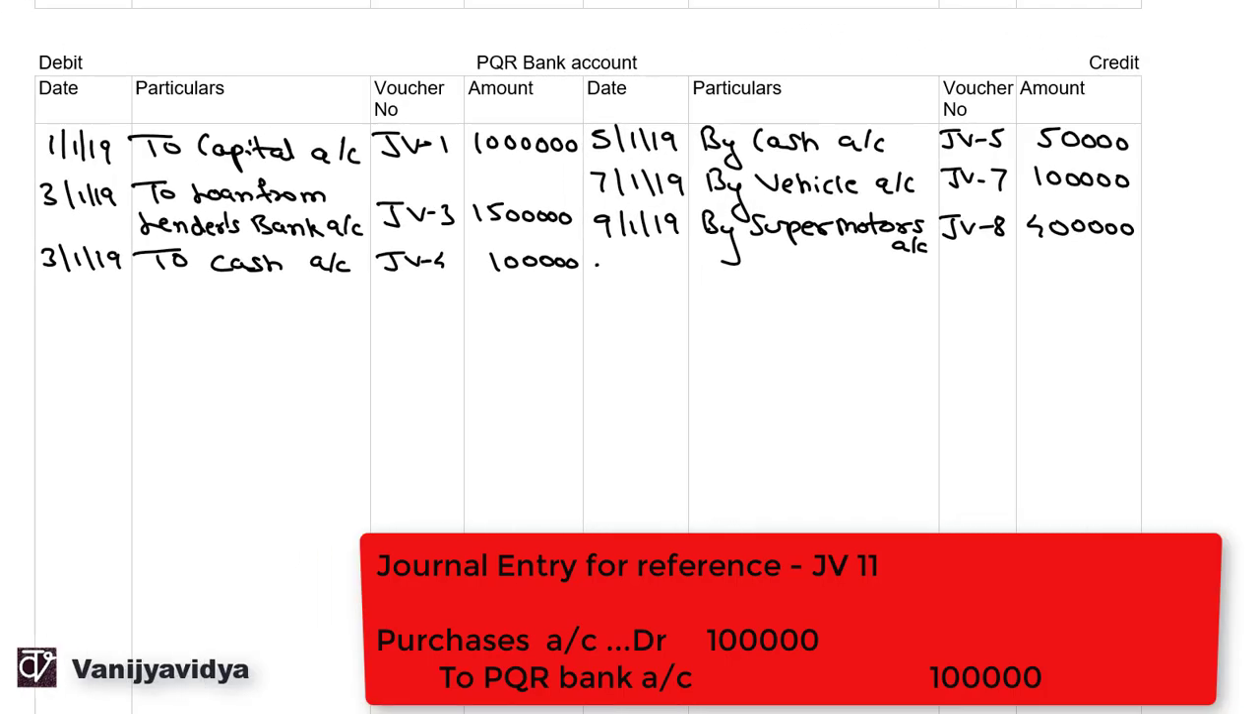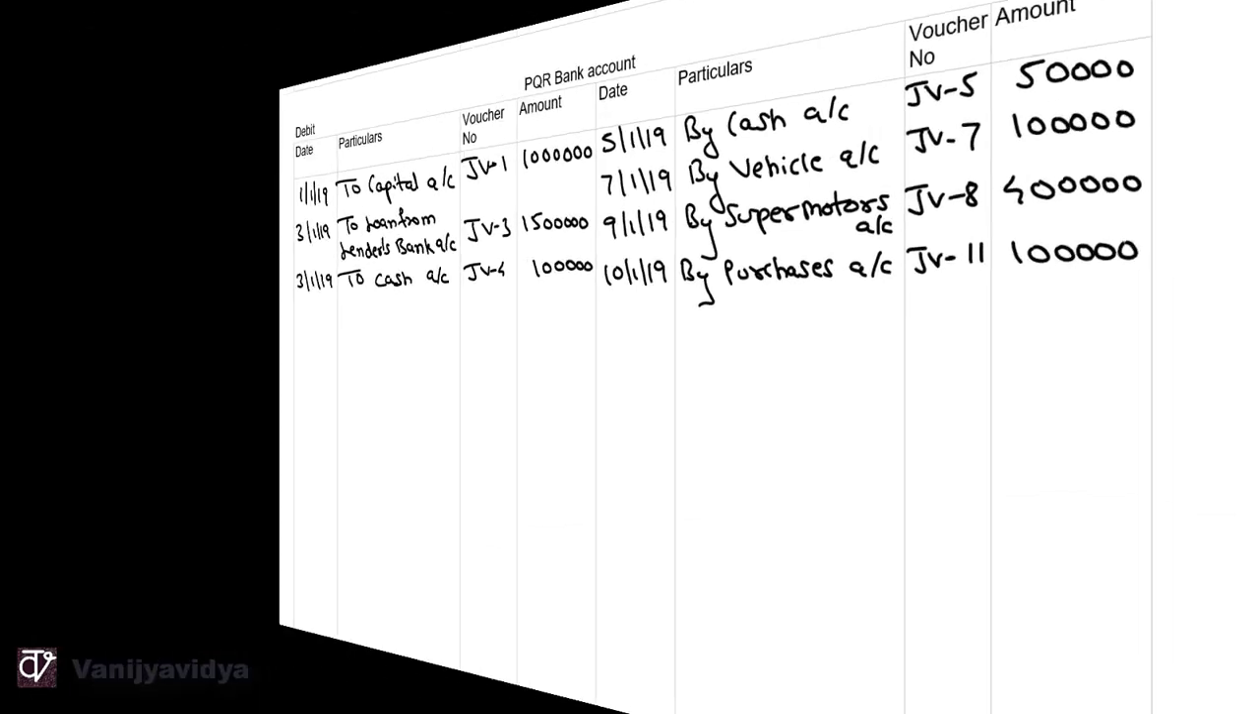PQR bank account credit side, 10 Jan 2019, by purchases account, JV11, 1 lakh. Now let's move on to the next journal entry.